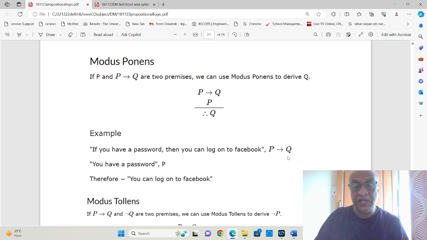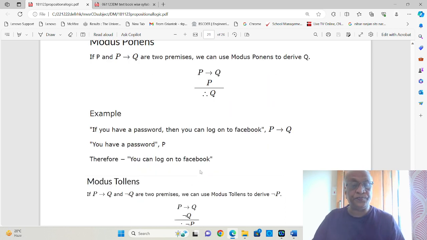So let us say P implies Q is represented as: if you have a password, then you can log on to Facebook. So P is what? If you have a password. Okay, so what will be Q then? You can log on to Facebook.